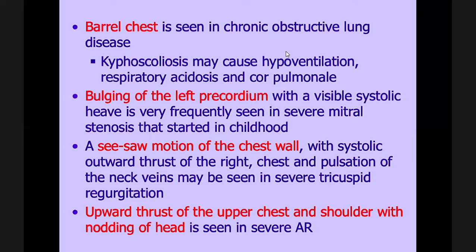So you describe the chest, whether it is barrel chest. It is usually barrel chest in patients who have chronic obstructive lung disease. The abnormality here is because of the chest being barrel. There is usually scoliosis of your spine, and then kyphosis.